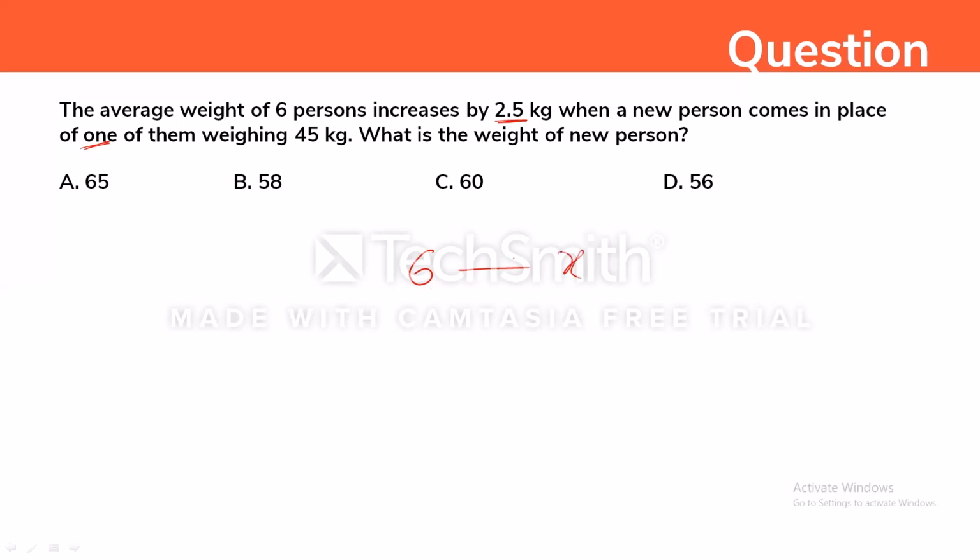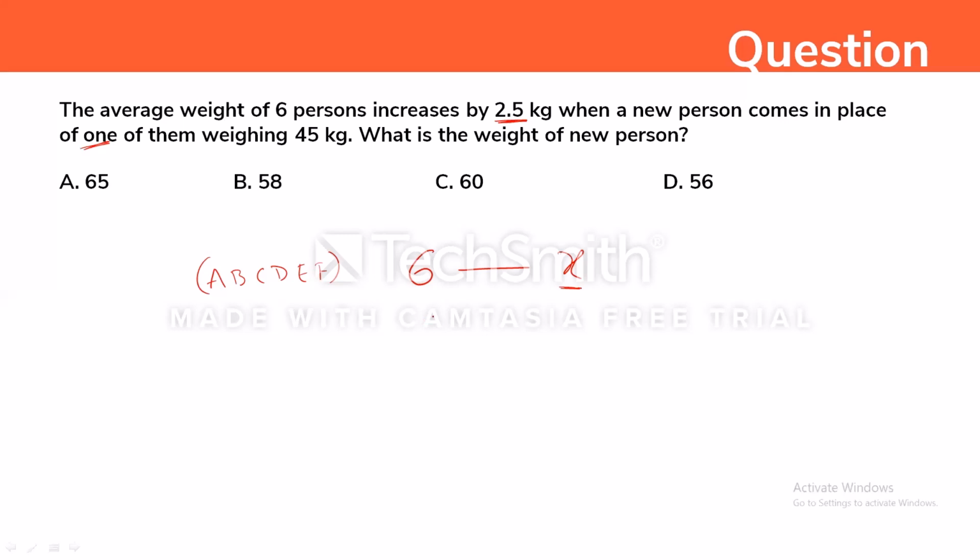We are not concentrating on the x value, we are only focusing on the differences. So we can consider it as x, or n, or any variable in this place, because we don't know the average of 6 members. Now when a new person comes in place of one, for your better understanding, I'm writing A, B, C, D, E, F. Total 6 members are there. Average, I'm assuming it as X.